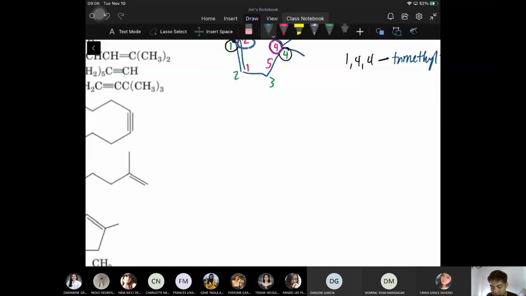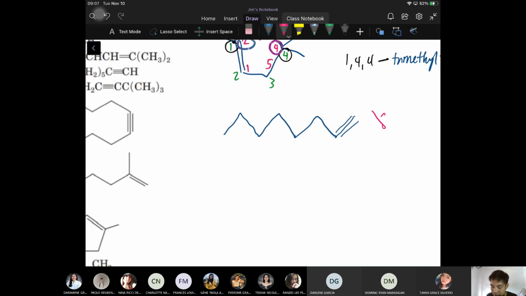So, gawa ka muna ng zigzag. 1, 2, 3, 4, 5, 6, 7. Ngayon, yung 8 carbon, since may triple bond doon, hindi mo pwede gawing ganyan yan. Ano gagawin? Di ba sabi ko kanina, straight line kapag may triple bond. Ito mas okay to. Hindi pwedeng i-bend ang 180 degrees. Magagalit yung electrons. Okay? So, kailangan naka-straight line kapag may triple bond.